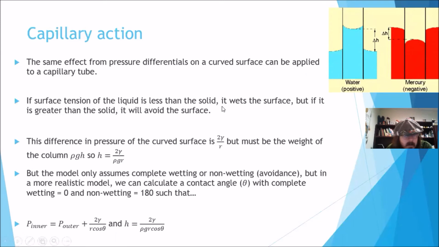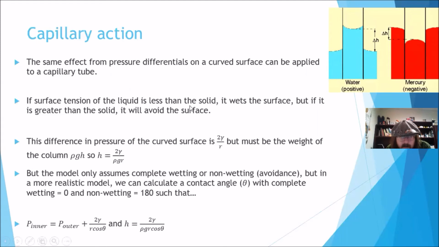So like the idea of rose petals, the water will bead up on the rose petals. Well, water might get a metal surface wet because the surface tension of the liquid is less than that of the solid.